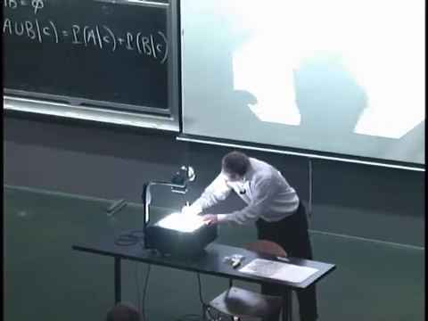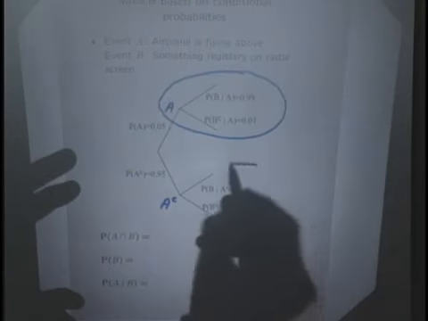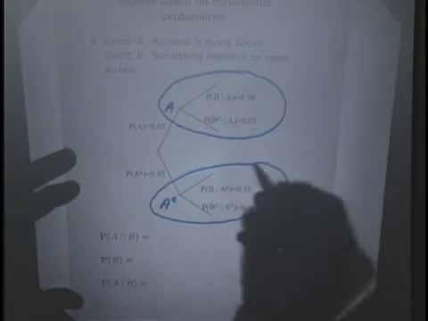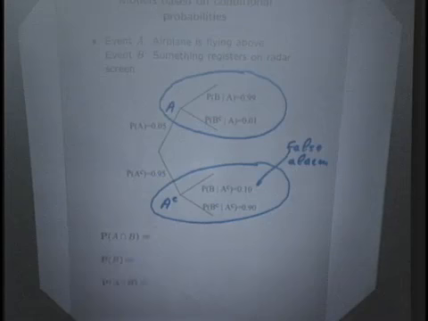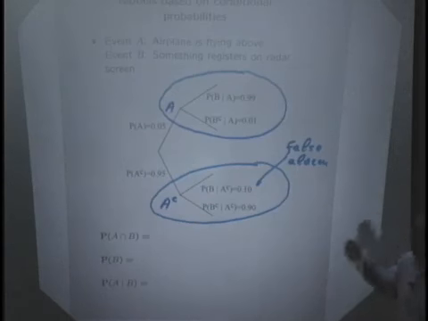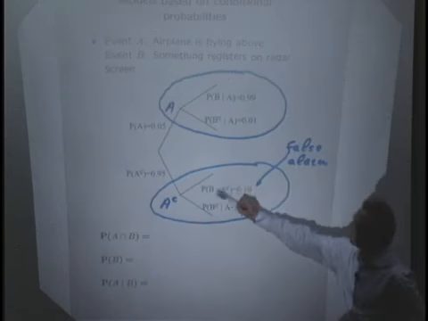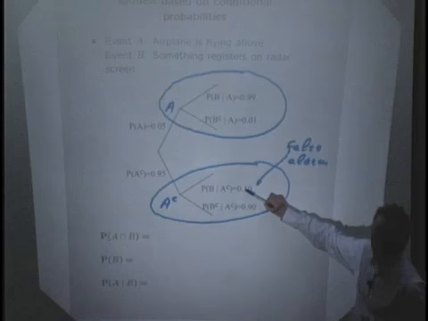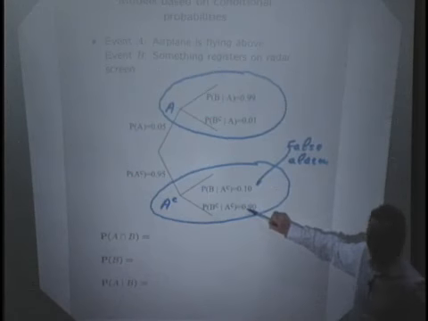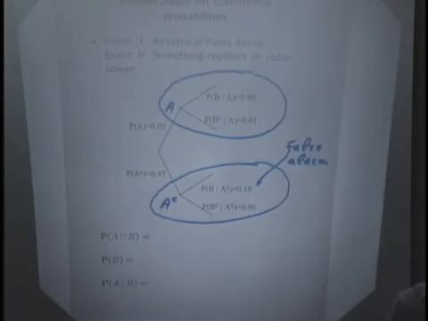Similarly, there's the other possibility. Maybe a plane is not up there, and the manufacturer specs tell you something about false alarms. A false alarm is the situation where the plane is not there, but for some reason, your radar picked up some noise or whatever and shows a blip on the screen. And suppose that this happens with probability 10%, whereas with probability 90%, your radar gives the correct answer.